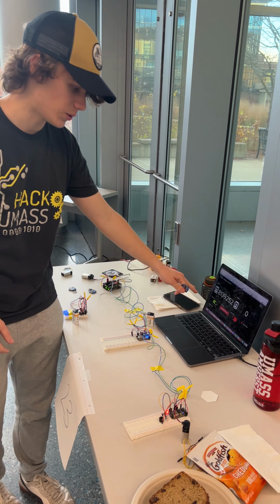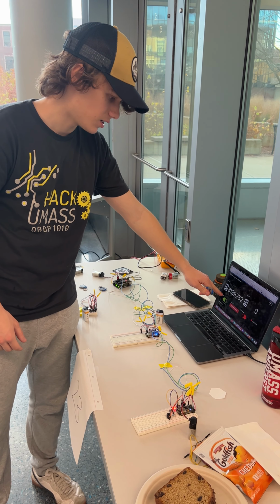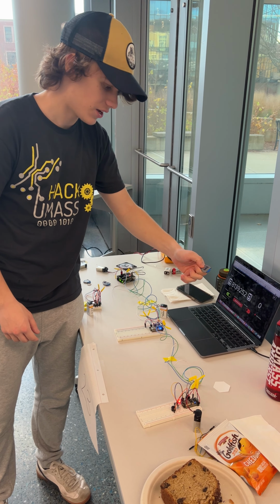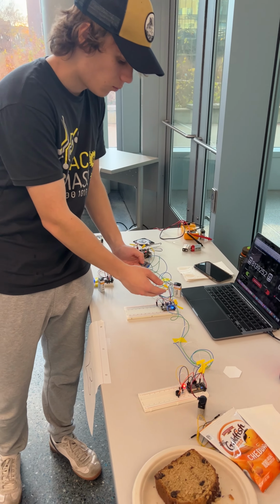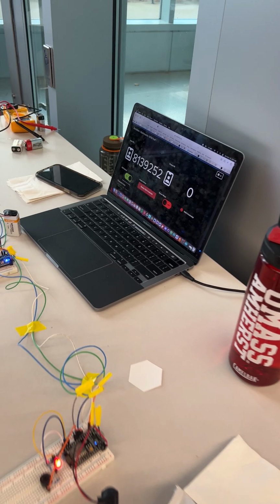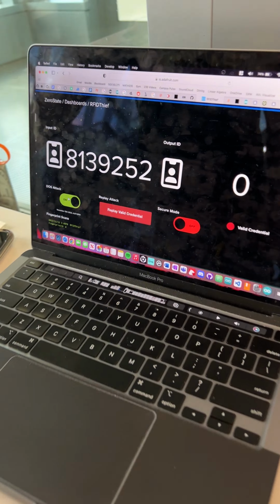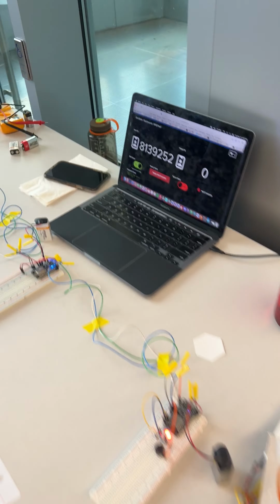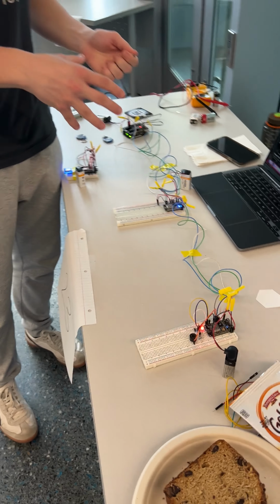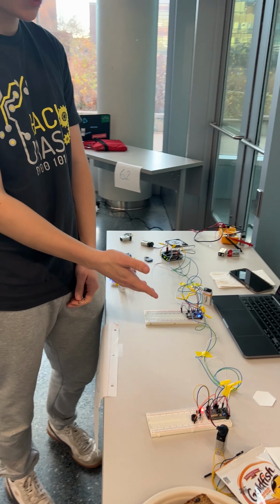Same tag, I just switched a switch on our server over here. And you can see the UID at the beginning is the same, but what the microcontroller outputs is zeros. And because of that, it will not open the door over here. So this is a great representation of a real access control system.